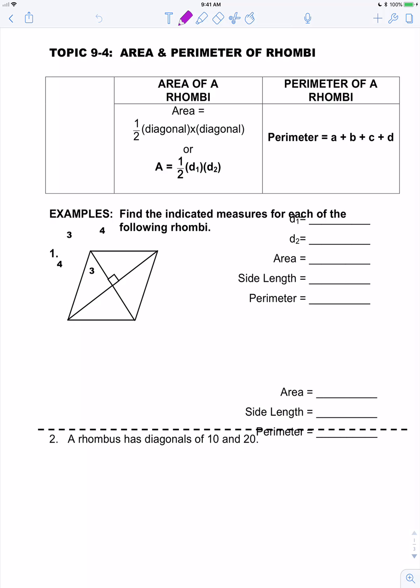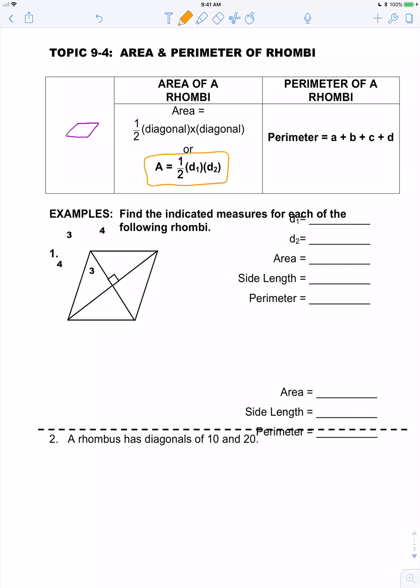The area and perimeter of a rhombus. Okay, so a rhombus is like a square that is laid on its side. When we talk about a rhombus, we have to remember that all those sides are always going to be the same length, and the area of a rhombus, the formula for that is 1/2 d1 times d2.